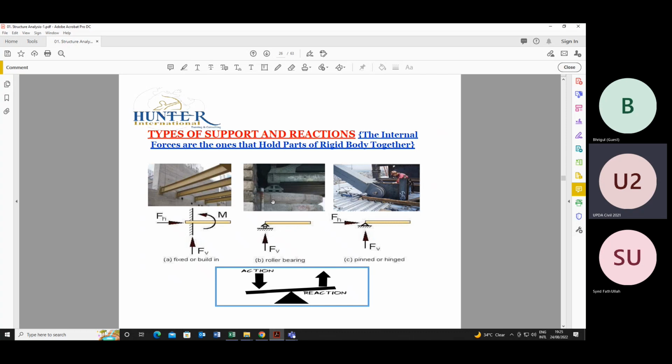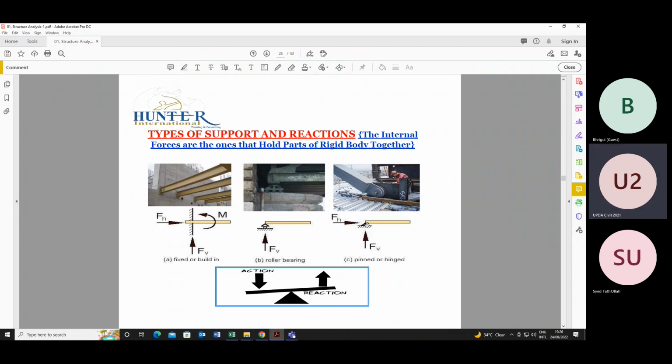So here are different types of supports shown: the internal forces, types of supports and reactions. The internal forces are the ones that hold the parts of a rigid body together. This is a fixed support. With a fixed support, there will be horizontal forces acting on the support, then vertical forces, and there will be a moment as well. If it is simply supported, like this roller support, we have only a vertical reaction. So only vertical forces will be acting.